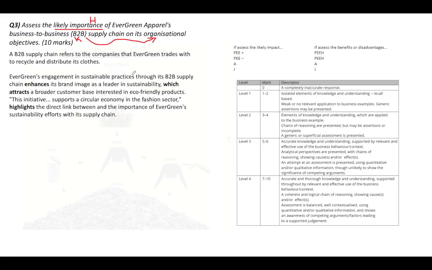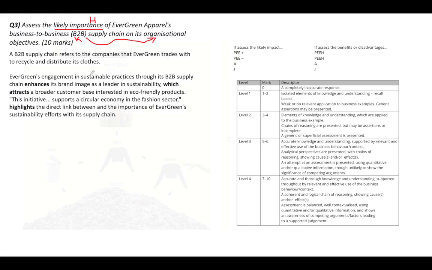Evergreen's engagement in sustainable practices through its B2B supply chain, everything in bold is a chain of argument, and there might be more I've missed, enhances its brand image as a leader in sustainability, which attracts a broader customer base interested in eco-friendly products. This initiative, with quotation marks around the evidence, I've put dot dot dot there, so I can't be bothered to write the entire sentence out, there's no point. This initiative supports a circular economy in the fashion sector, which highlights, this is an interpretation of the evidence, and also creates another chain of argument, the direct link between the importance of Evergreen's sustainability efforts and its supply chain.